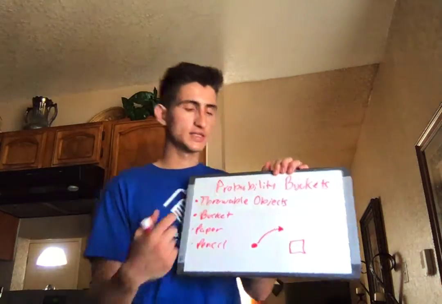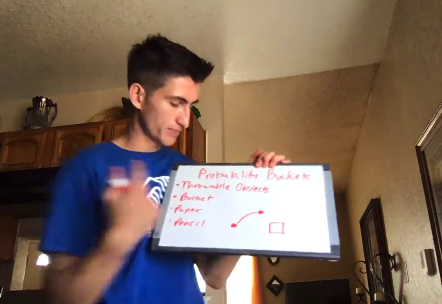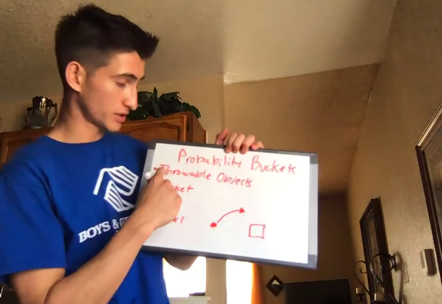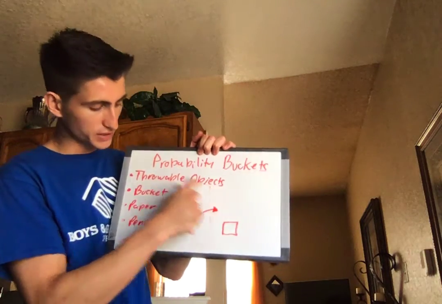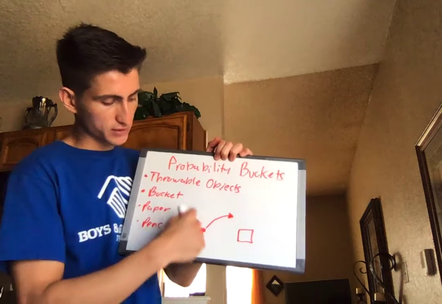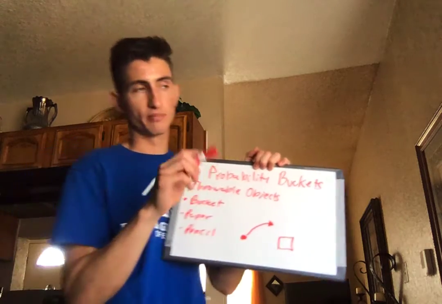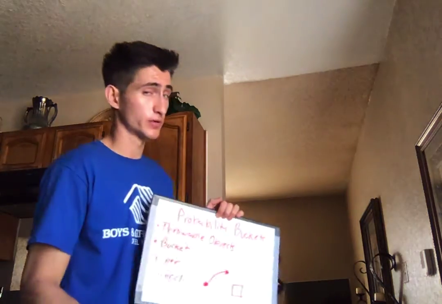And then it's also the same thing with the shot percentage of the players in the NBA. So I'm gonna call this game probability buckets, right? So the things that you need are just throwable objects, a bucket, paper, and pencil, because this is where you're gonna do your math work, okay?